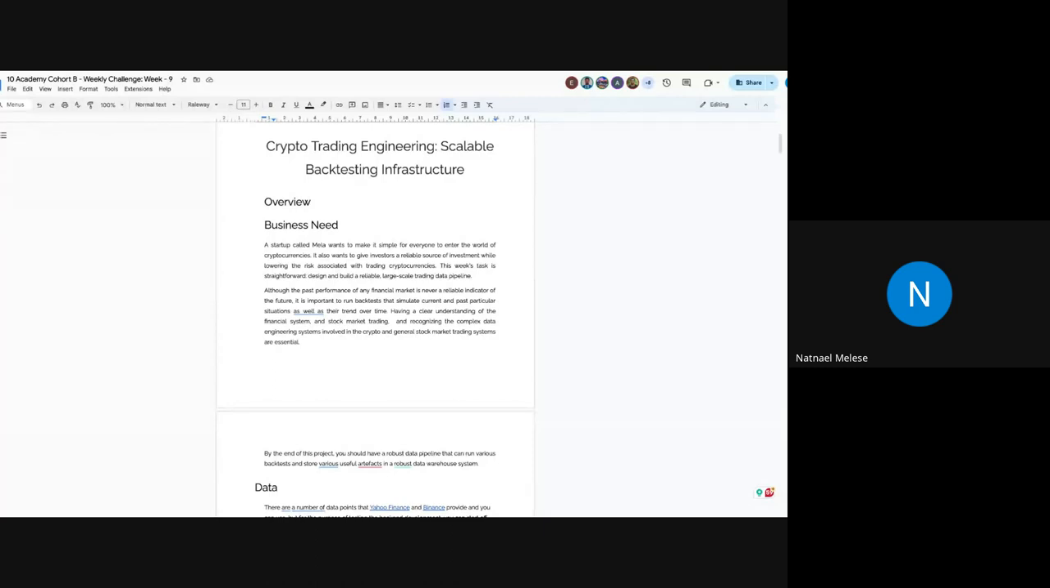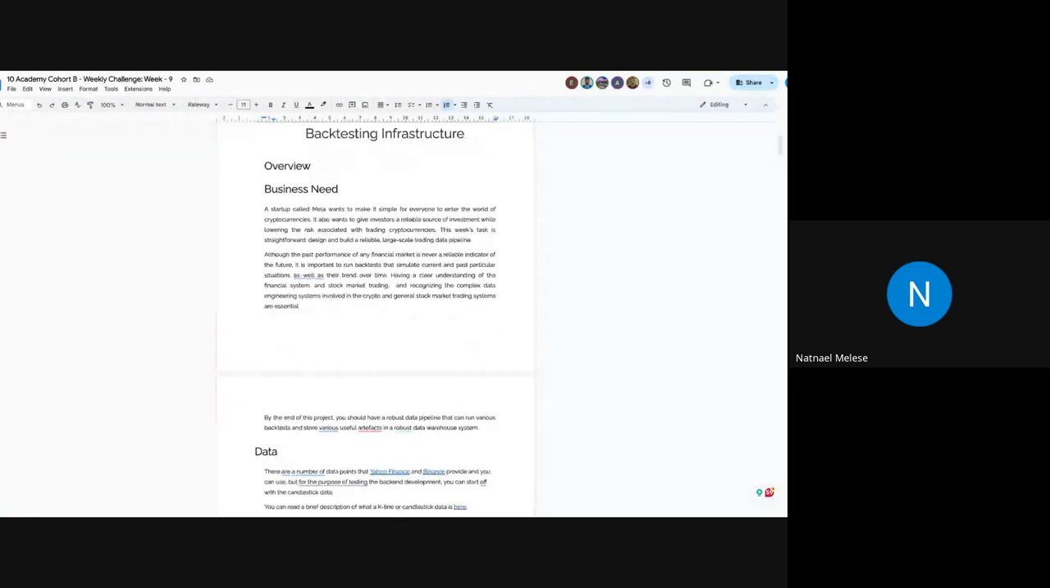And now, in using that, we will have the chance to recognize the complex systems that should be involved to actually build crypto trading systems. So by the end of this project, each group should have a robust data pipeline that can run various backtests and also store various useful artifacts. And we will create a robust data warehouse system. So that is the main objective here.